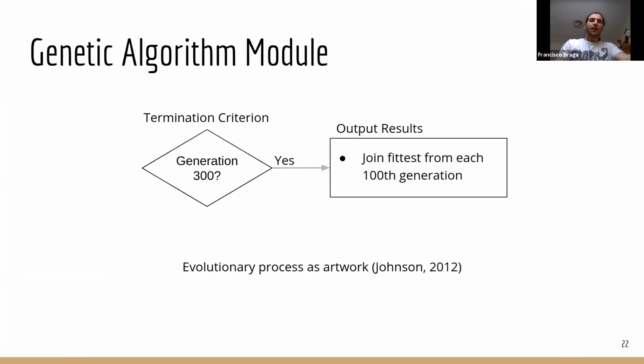But our termination criterion is reaching the 300th generation, and for the output results, we decided to join the fittest from each 100th generation because we became interested in the concept of the evolutionary process as artwork. So as we listen to the composition, we'll also listen to the song being evolved.